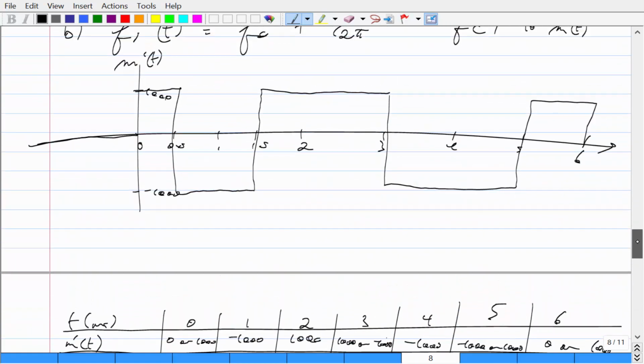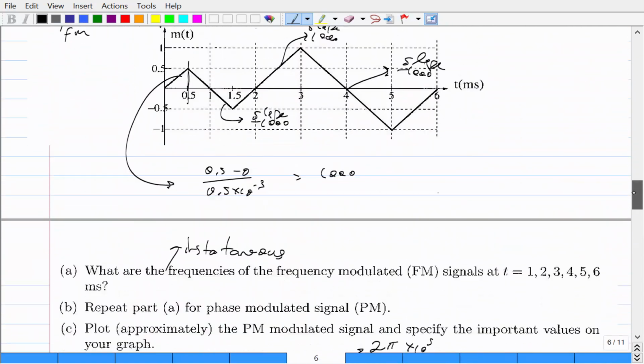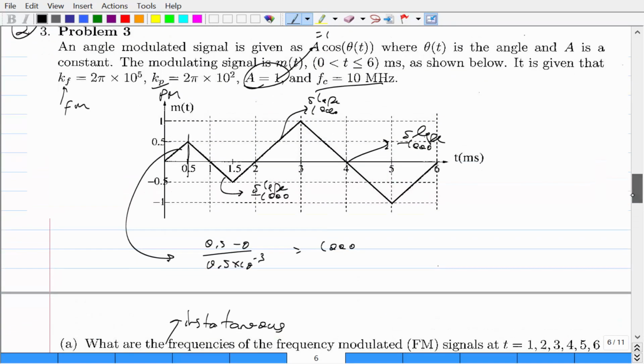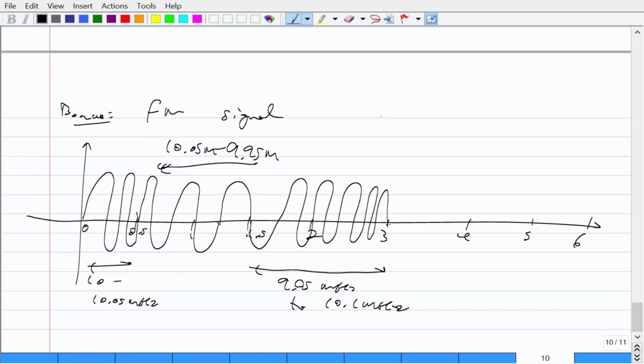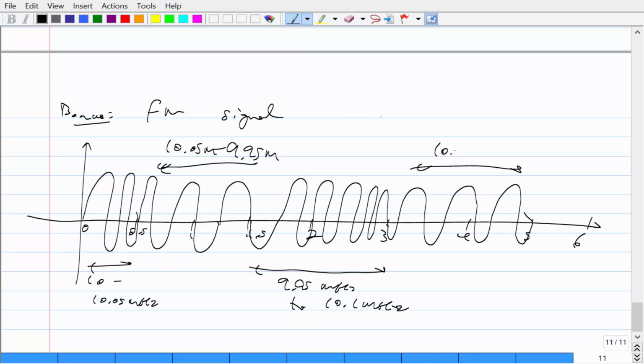And between 3 and 5, it's going to slow down. There's a difference of 2, so it's going to decrease by 0.2 megahertz. It's going to go from 10.1 down to 9.9. So it's going to speed up and then slow down like that. Between here and here, this is 10.1 megahertz down to 9.9.